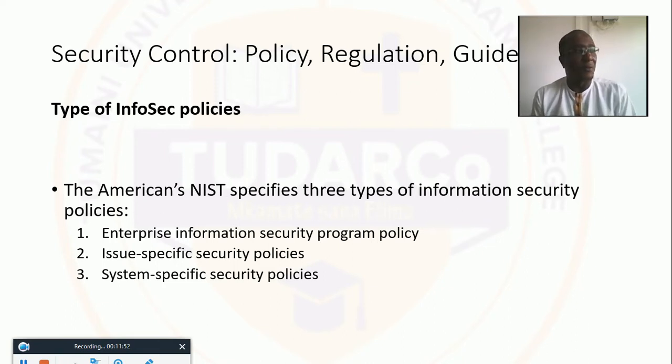Types of information security policies. Now, there are types of information security policies. I tend to follow the American NIST types of information security policies. They put in place three different types. They have what we call the Enterprise Information Security Program Policy, which is at a higher level, then the issue-specific security policy and the system-specific security policies. But in practice, we normally produce a policy which takes into consideration features of all three types. Let's go through each of them briefly to see how they look.